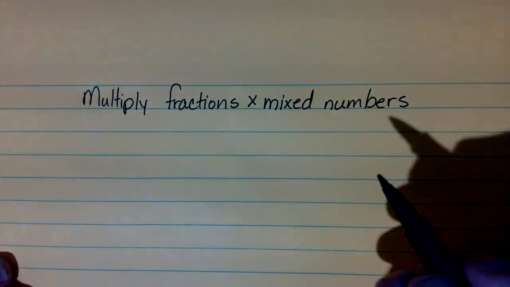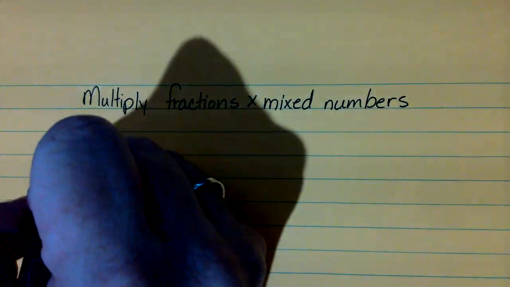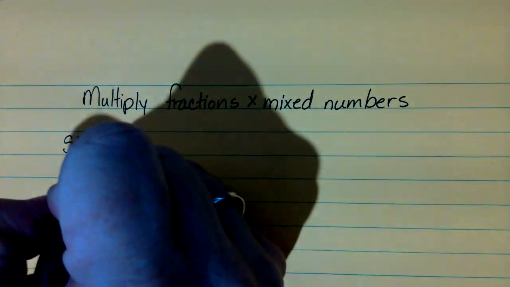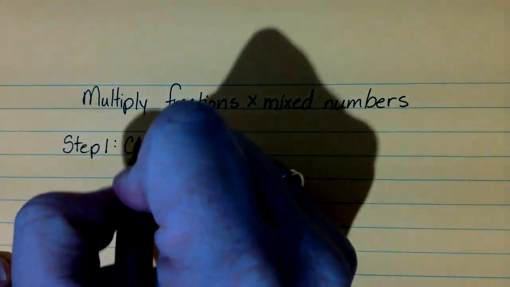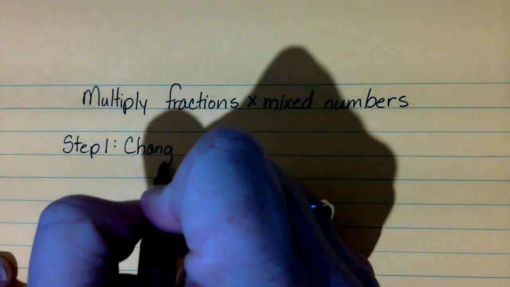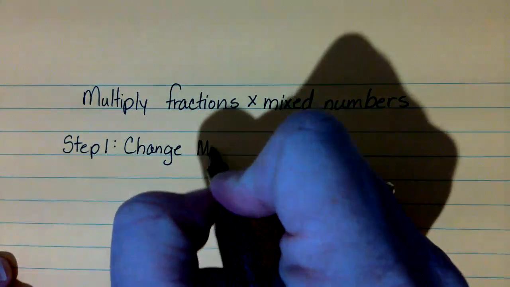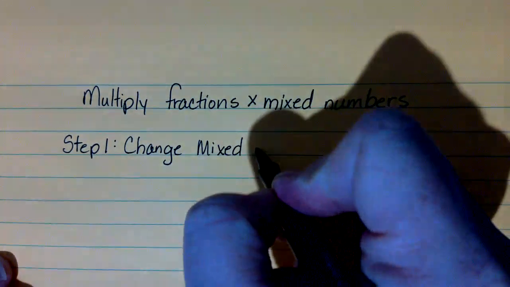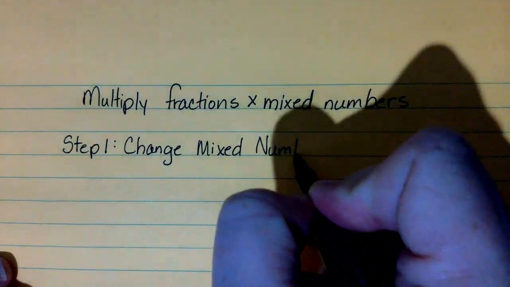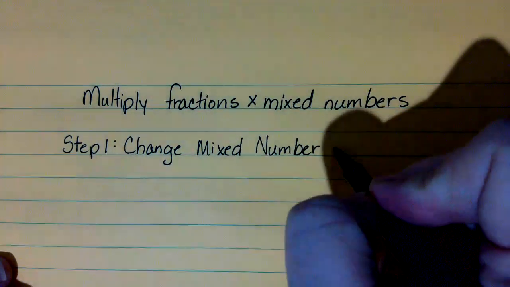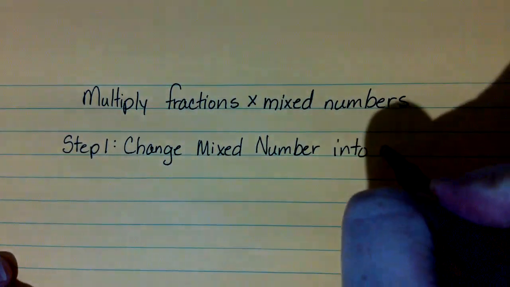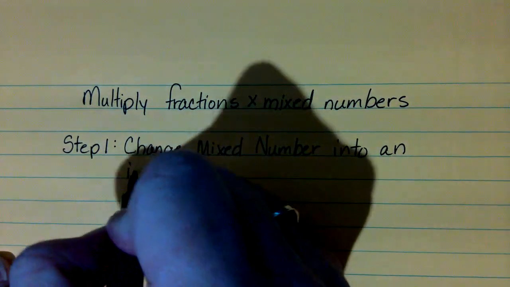there are a couple things you need to do. First, you're going to change your mixed number into an improper fraction. So step one is to change your mixed number into an improper fraction.